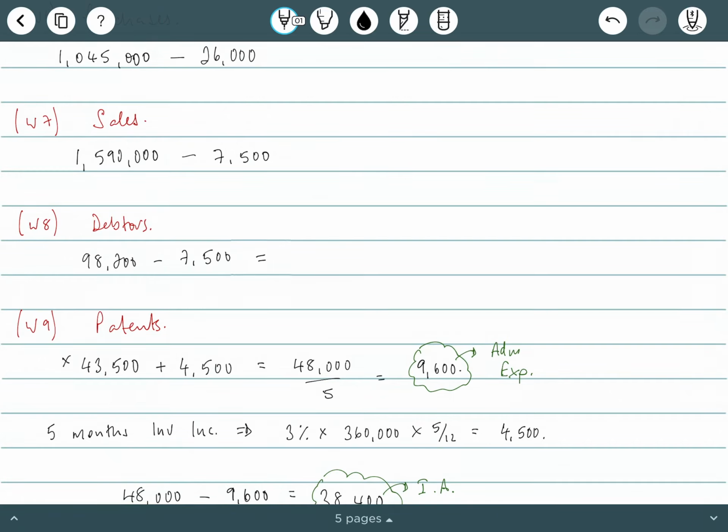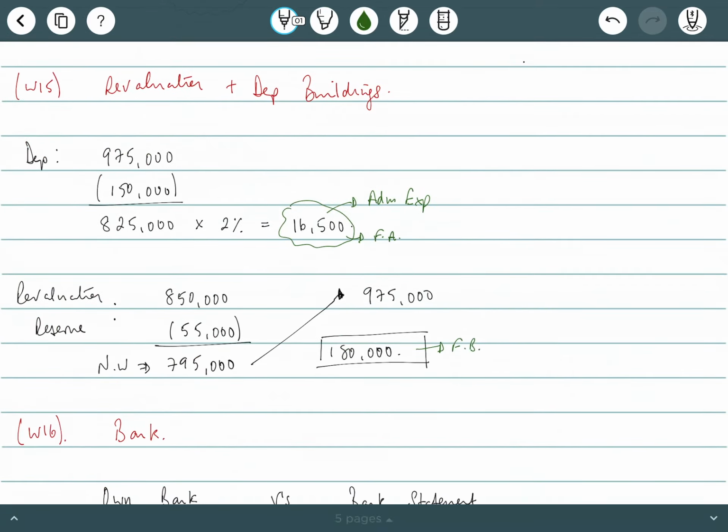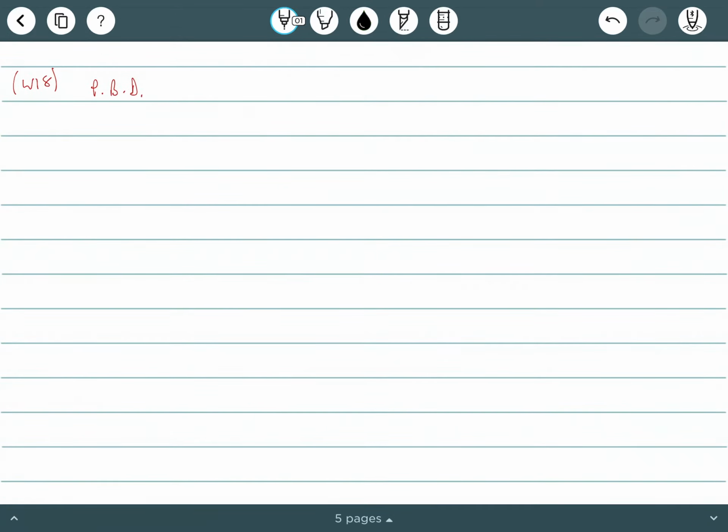So 98,200 minus 7,500. Let's do that in the calculator. It's 90,700. As we know, that's the current asset. I'll come back and close all these off in a second anyway, but we need that figure now. So 90,700, and 4%. So 90,700 multiplied by 0.04 gives us 3,628.